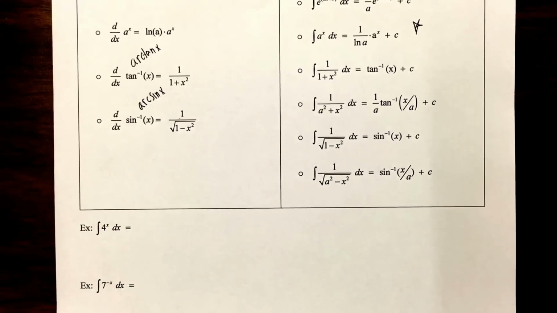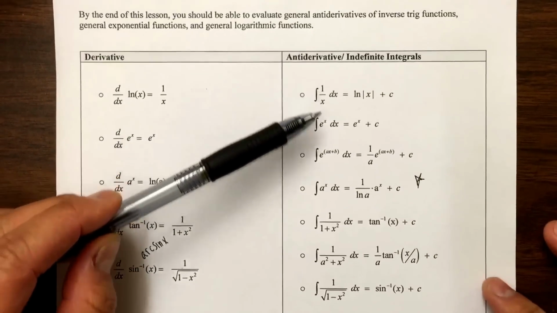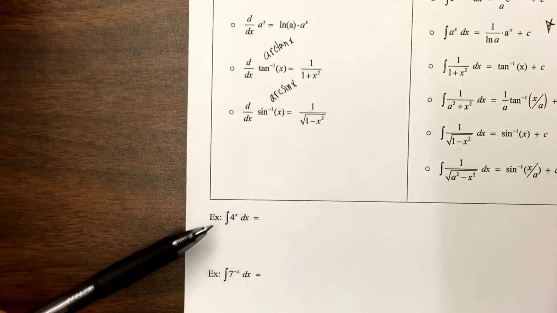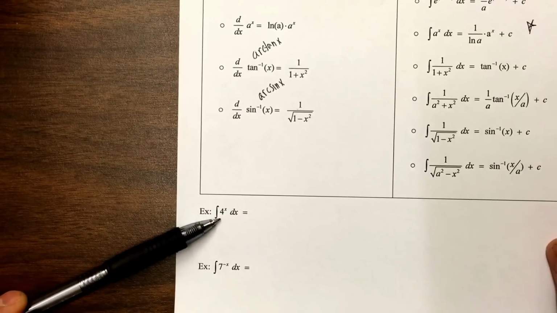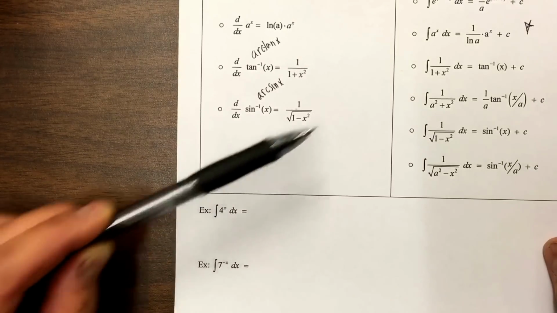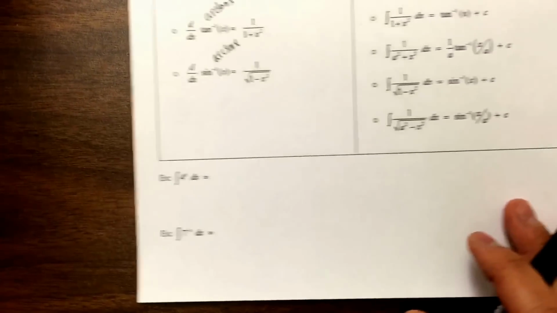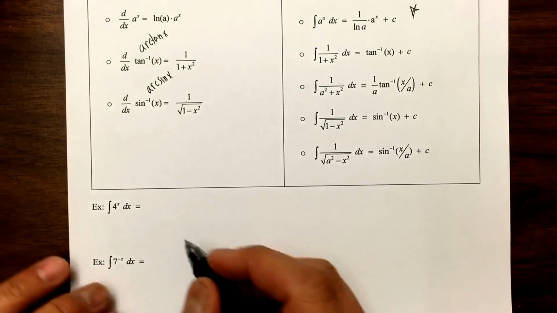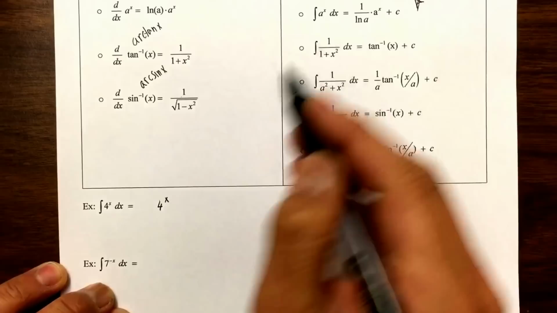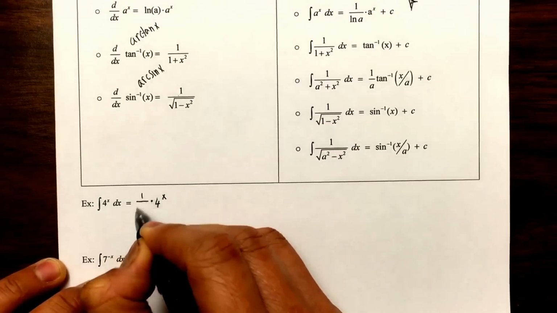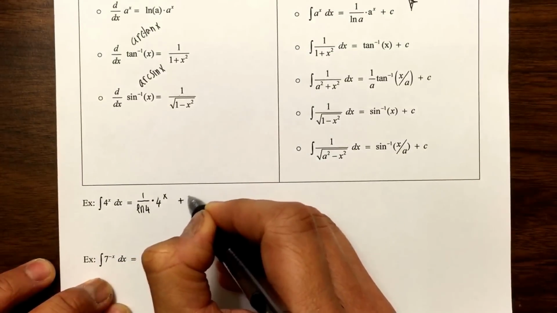So let's take a look at how to find the antiderivatives of some of these transcendental functions. Okay, so here's our first example, the antiderivative of 4 to the x. That's a general exponential function. We're going to apply this rule to find the antiderivative. So here's what we know. According to the rule, the antiderivative equals itself multiplied by 1 over ln of whatever that base is. In this case, the base is 4, and then we add in a plus c.